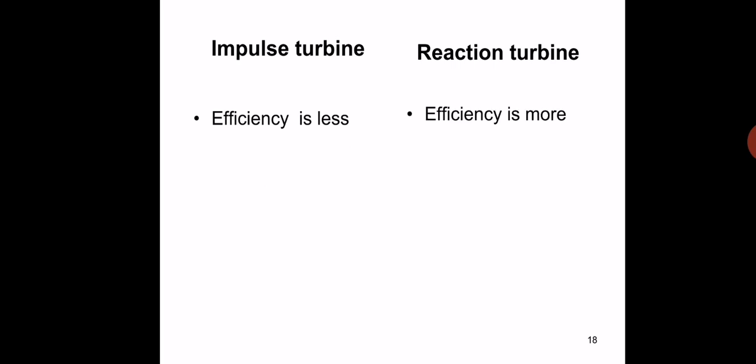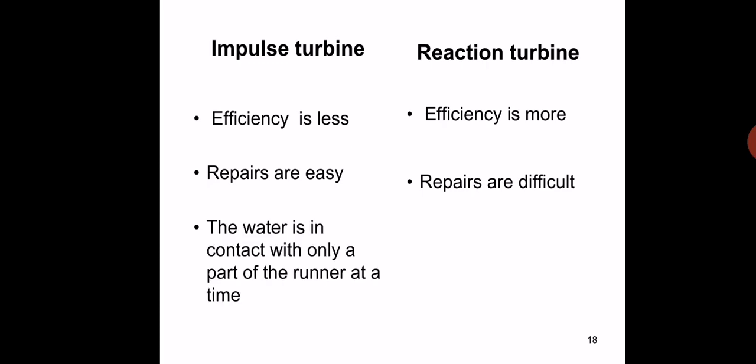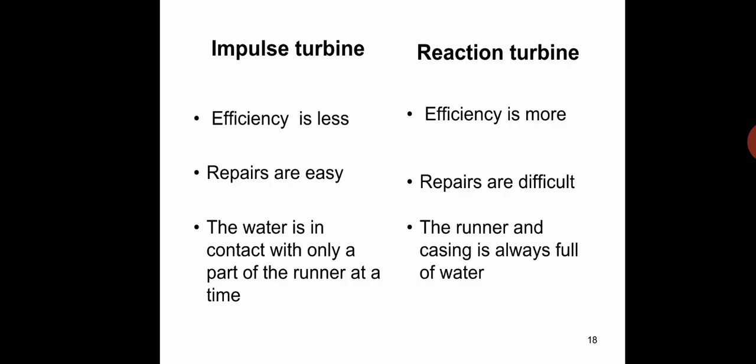In impulse turbines efficiency is less, whereas in reaction turbines efficiency is more. In impulse turbines repairs are easy because there is no casing, whereas in reaction turbines repairs are very difficult. In impulse turbines the water is in contact with only part of the runner, whereas in reaction turbines the runner and the casing are always full of water.